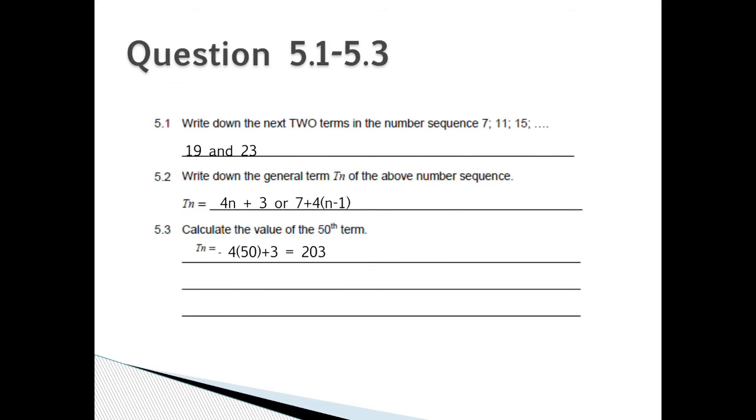5.1, the next two numbers in the sequence are 19 and 23. 5.2, your Tn formula is equal to 4n plus 3. And 5.3, the value of the 50th term is equal to 203.